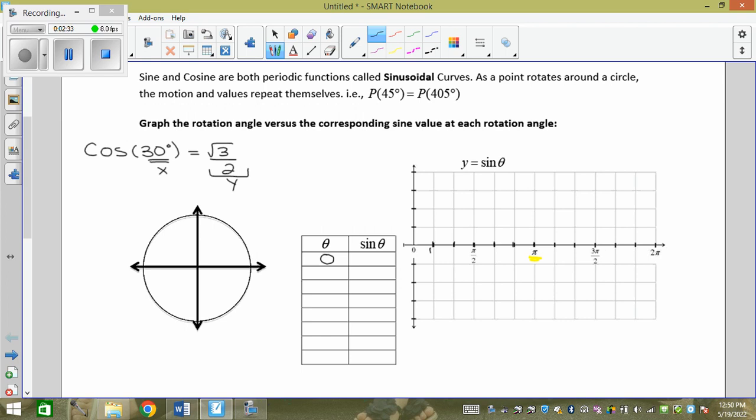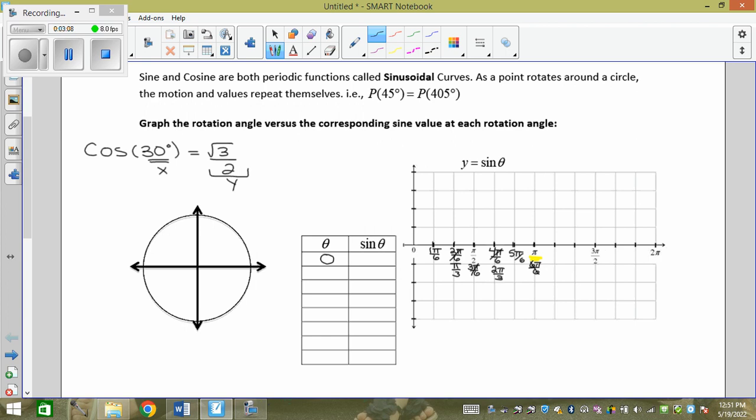This would be 1 pi over 6. This would be 2 pi over 6. But how can I rewrite 2 pi over 6? Just pi over 3, right? This would be 3 pi over 6, which is just pi over 2. We agree? This is 4 pi over 6, which is just 2 pi over 3, actually. Then this is 5 pi over 6. Then this is 6 pi over 6, but that's just pi.